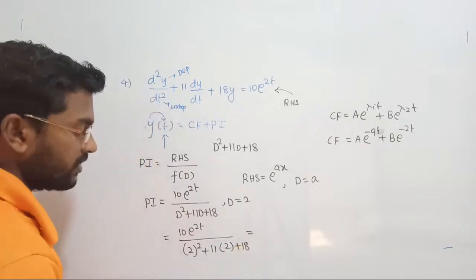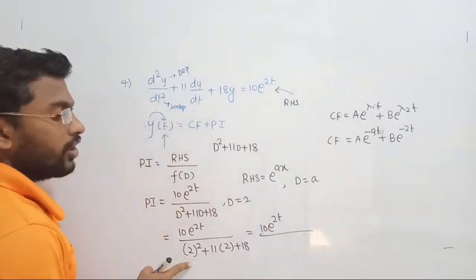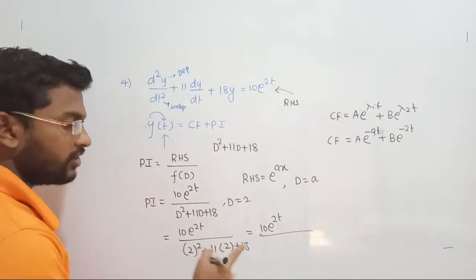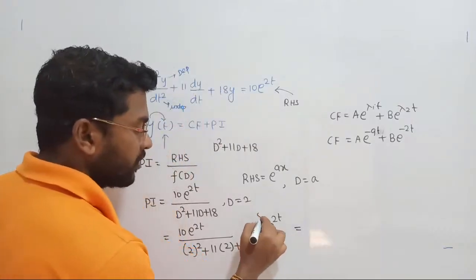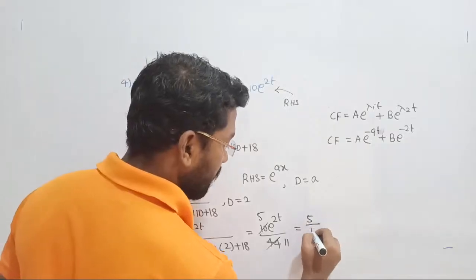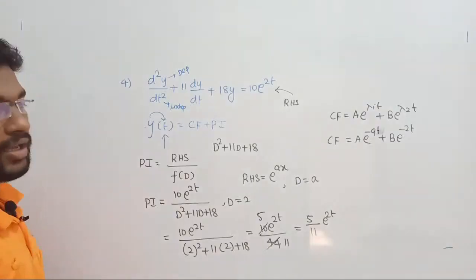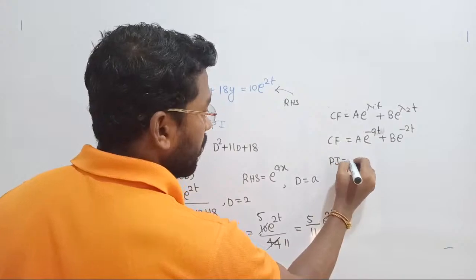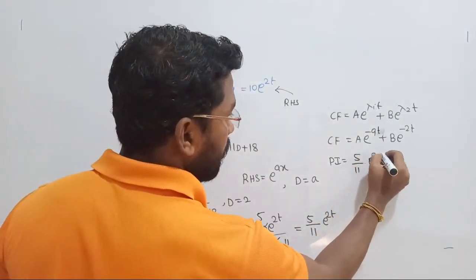So the solution for this function is going to be 10 into e power 2t upon 2 square, which will become 4. 4 plus 18, 22. Already we have one more 22. So 22 plus 22 will become 44. If you want to cancel it, 5 times of 2 will be 10, 11 times of 2 will be 22, such that the correct answer for the function is 5 upon 11 into e power 2t. That is the particular integration. So the complementary function is over, particular integration is also over. Particular integration is 5 by 11 into e power 2t.